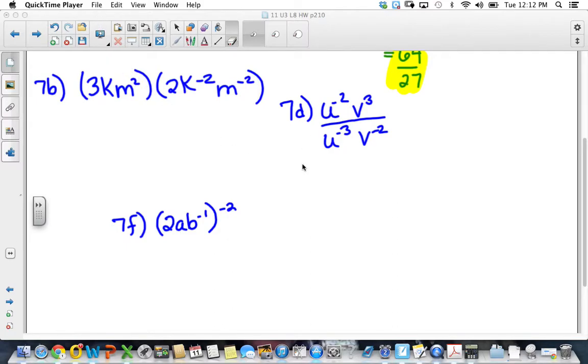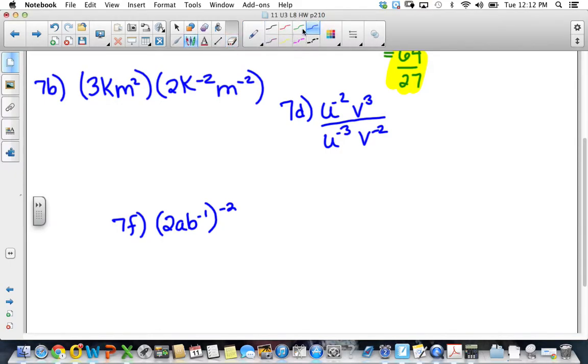As promised, I'm going to continue to do some practice problems that were from your homework in Chapter 3. This is from page 210, the Chapter 3 review, and this is number 7. I'm going to go through B, D, and F. So on page 210, 7, B, D, and F. So I have them written down already.